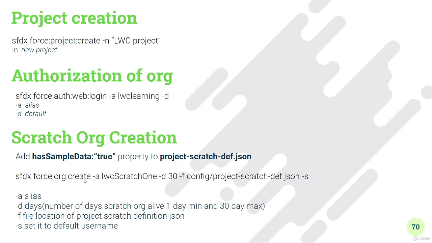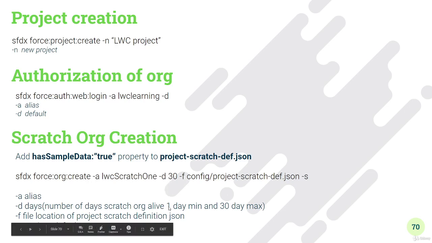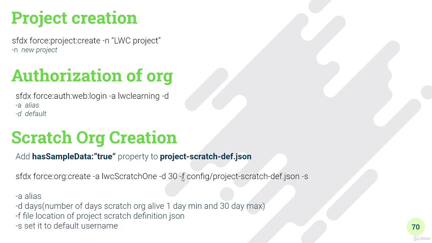And then you need to run this command, in which we are creating a scratch org with the alias name LWC scratch org 1. And -d is the number of days you want your scratch org to be alive, and it ranges from a minimum of 1 day to a maximum of 30 days. -f stands for the path where your scratch org definition file exists, and -s stands for setting it as the default username.